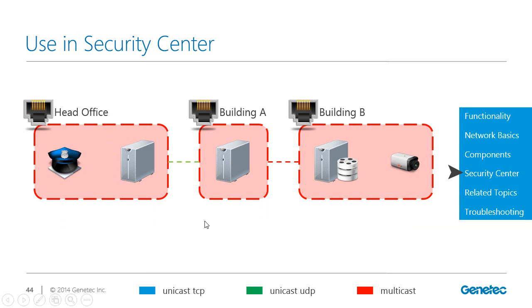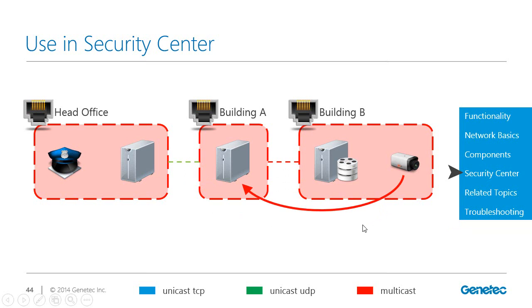Now let's change the example up a little bit here. Let's take a look where the hardware has been upgraded to buildings, and now the buildings support multicast. Now the connection between the buildings has been upgraded to multicast as well, but we still have a unicast UDP connection going to the head office.